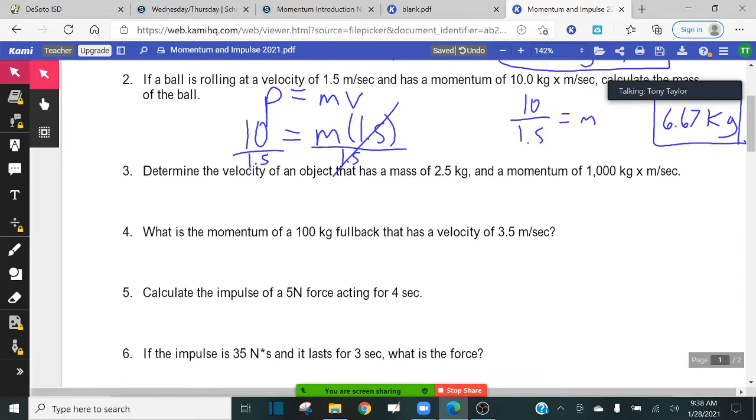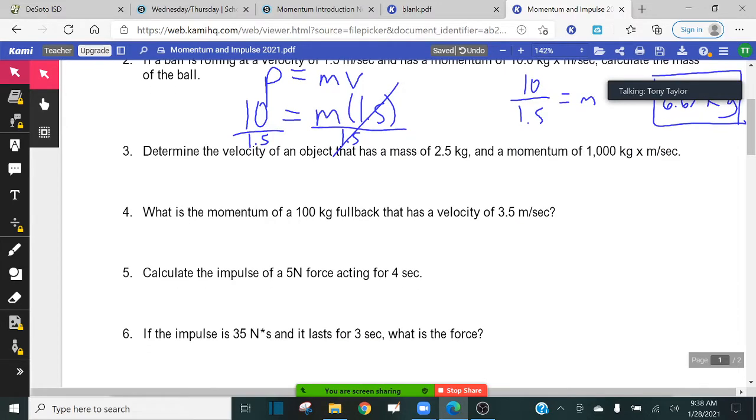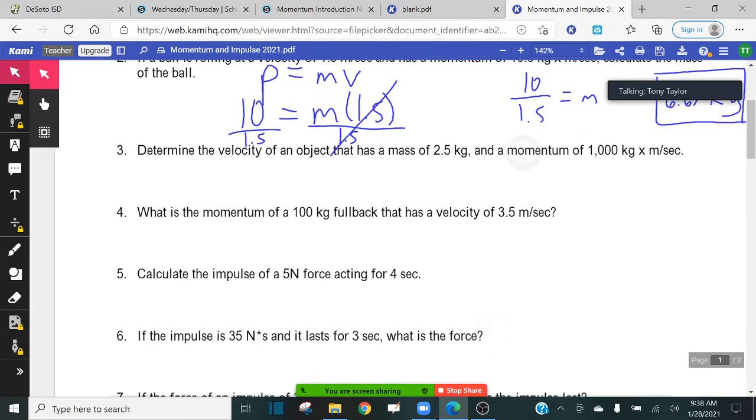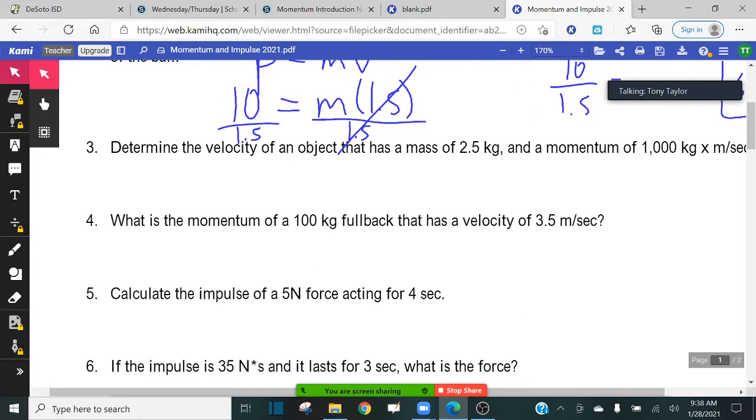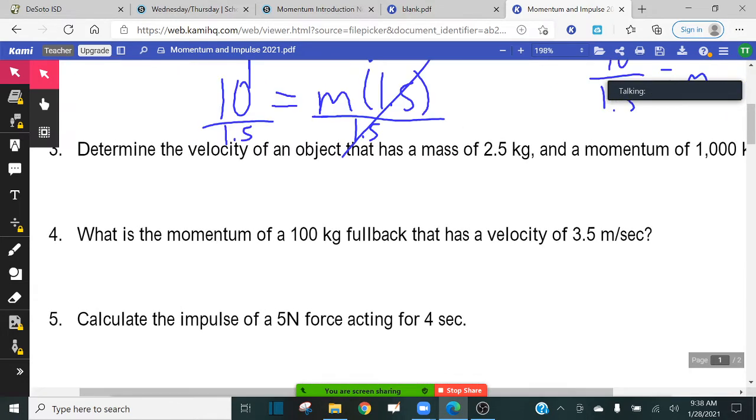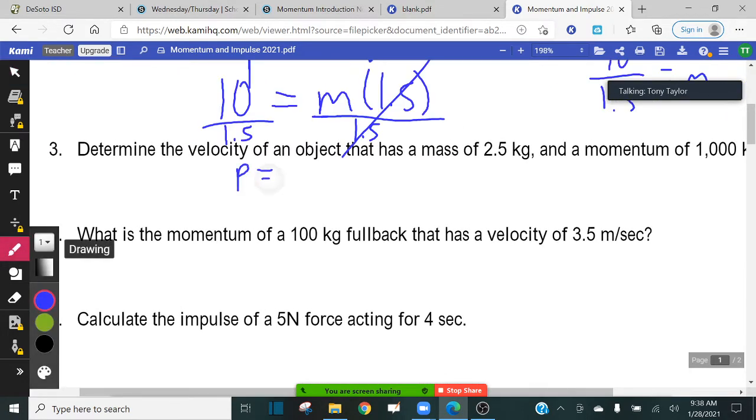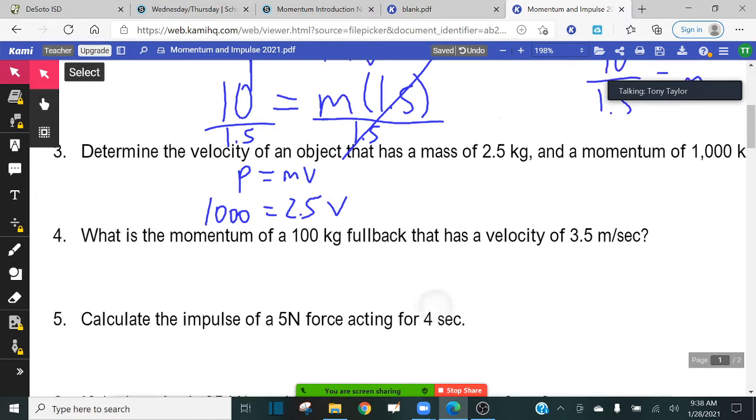Like I said, I want to get the easy problems done first. Number 3 says determine the velocity of an object that has a mass of 2.5 kilograms and a momentum of 1,000 kilograms meters per second. Once again, we know momentum is equal to mass times velocity. They tell us momentum is 1,000. They tell us the mass is 2.5. And they ask us to solve this equation for velocity.